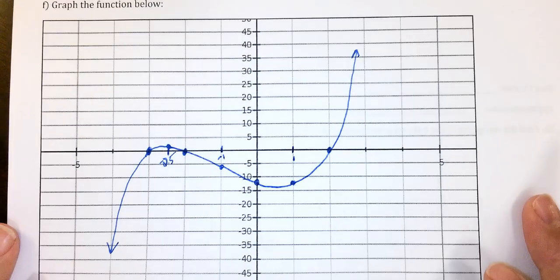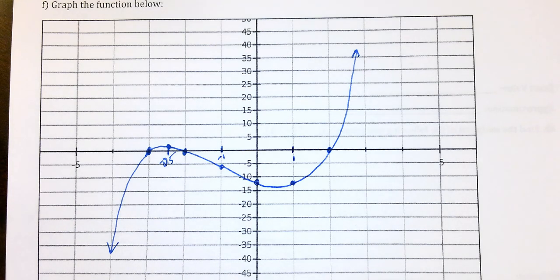Okay? So this is just a way that we can approximate and get a general sketch of a function that's a cubic. And again, remember we found our original zeros by using grouping.